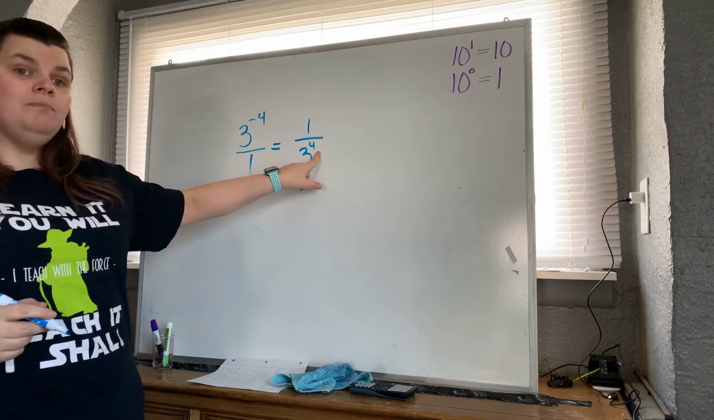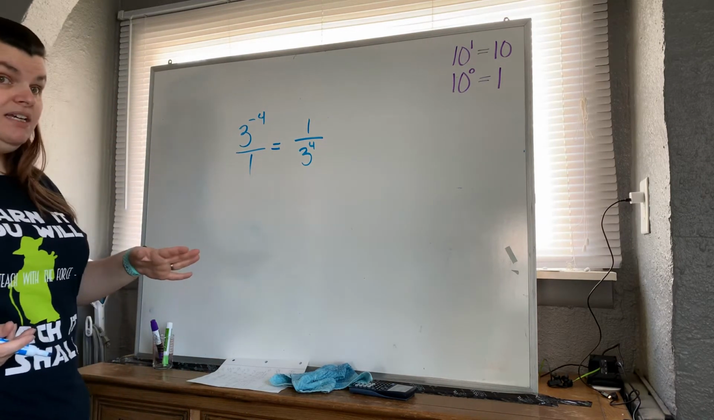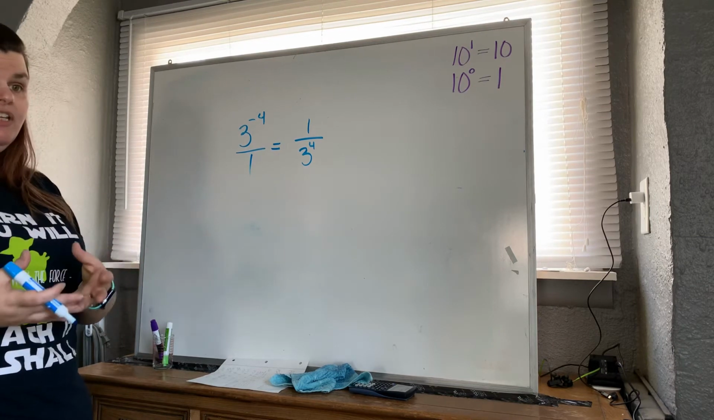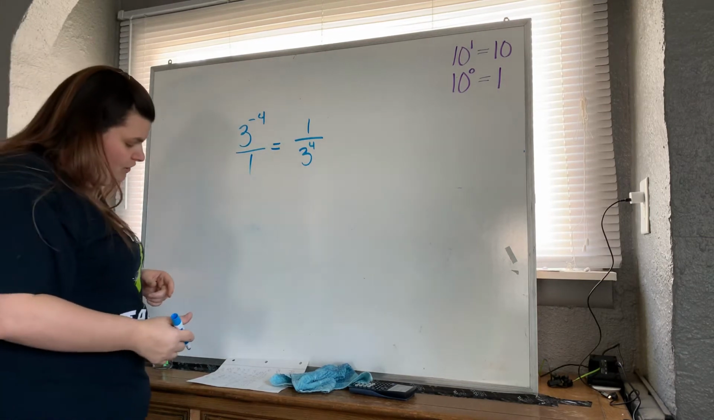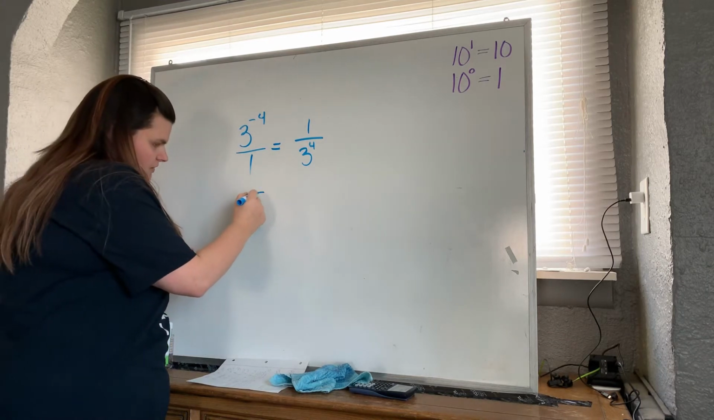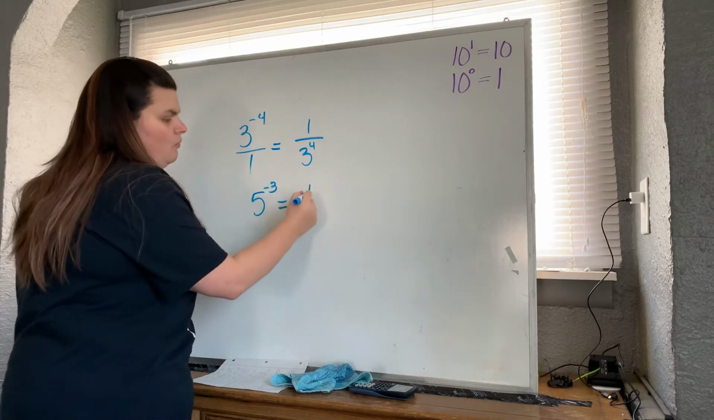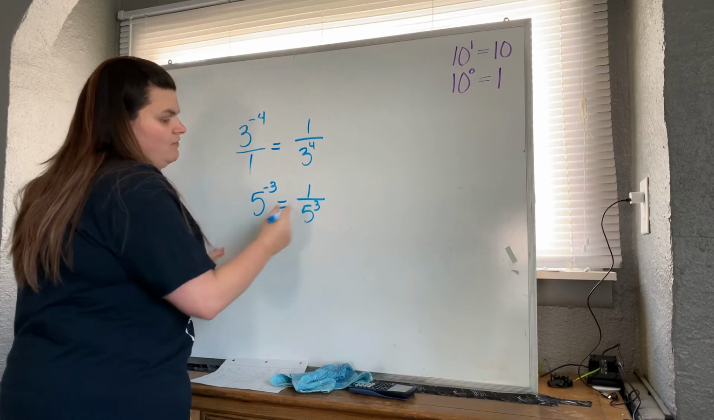Once I move it to the bottom, it becomes positive. That's it. That's all a negative exponent is telling me to do. Switch it to the denominator, or if it's already in the denominator, switch it to the numerator. So if I had something like 5 to the negative 3rd, this is simply 1 over 5 to the 3rd.